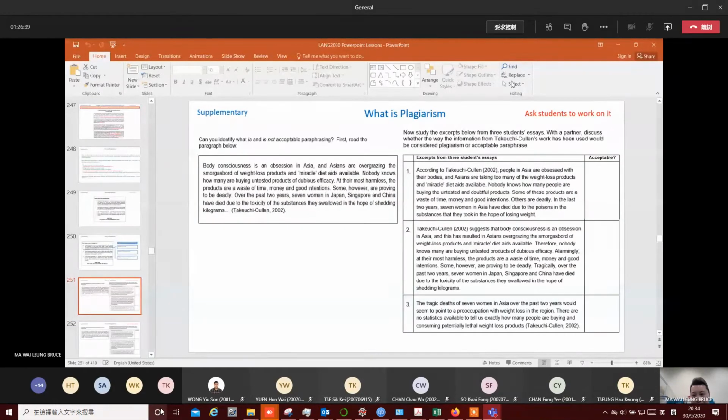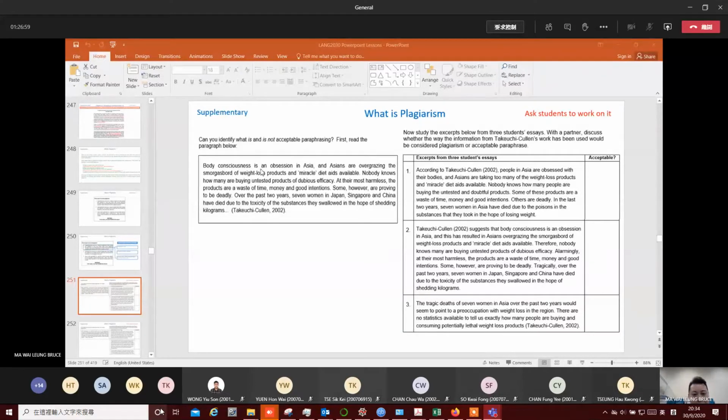Now, let's do some testing. Can you identify what is and what is not acceptable paraphrasing? Please read this original. On the left-hand side, this is the original text. I assume that we would like to use this one in our writing. Let's look at the original version.